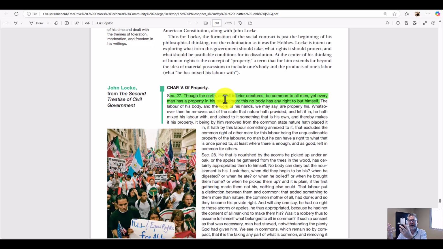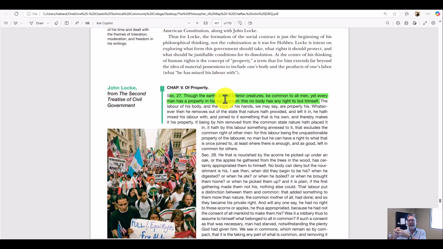But I can't work unless I have a body. And so my body is my own, right? And because my body is my own, any labor that I do is also my own. Nobody else has a claim to my labor. My labor is mine. It's an extension of my body, and my body is a gift from God. That's not communal property, it's private property.